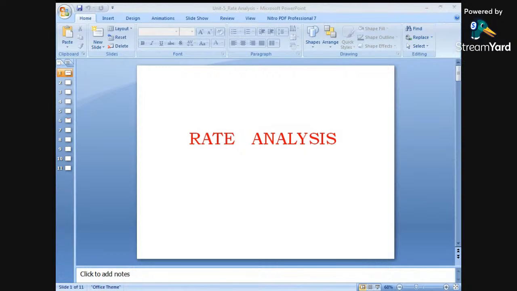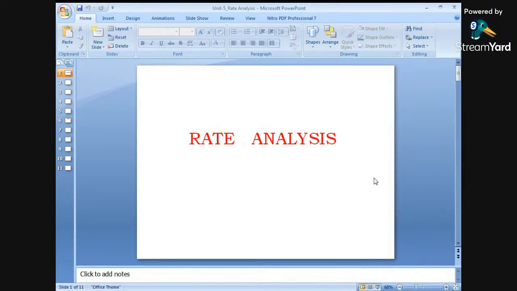So already in previous lectures we have started with the cost estimations. We have gone through the different concepts related with the estimations. So again in today's lecture we will have some basics regarding what is actually cost estimation. The most important is the rate analysis. Okay? So in today's lecture we will go through the rate analysis. We will go through the different contents related with the rate analysis.